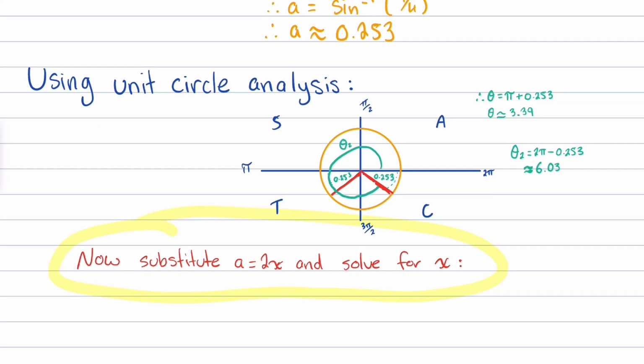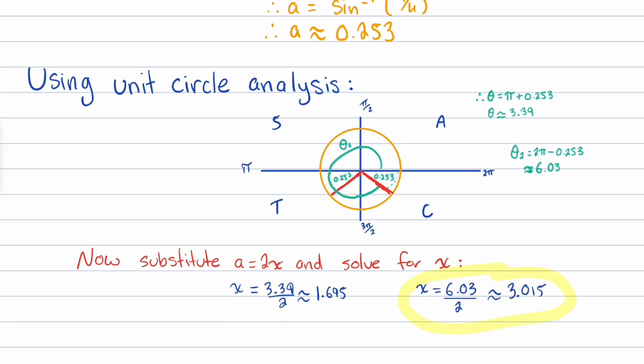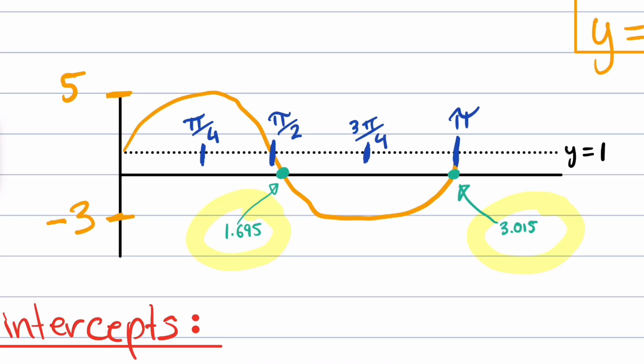Now what I want to do is substitute A equals 2x back in, and then I just want to solve for x, because x is what we're looking for. So when I do that, x is just whatever the angle was divided by 2, which is 1.695 for the first and 3.015 for the second. So that means that on my graph here, I've just found the two x-intercepts. I did go and check this. There was, I think, a slight error due to rounding, but it was pretty much spot on.